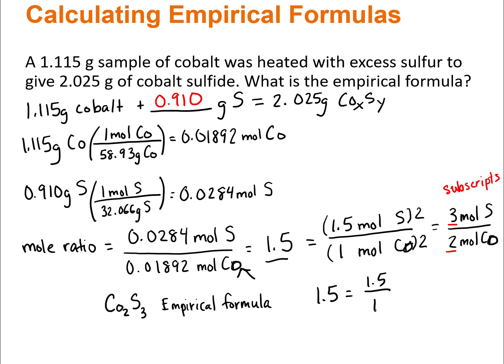It's just a little math trick. Since 1.5 is not a whole number, you have to multiply by a factor to make that 1.5 into a whole number. If you multiply by 2, then you get 3, which is a whole number. So 3 moles of sulfur for every 2 moles of cobalt. Whatever these numbers are in your mole ratio, that's what your subscripts are in your empirical formula.